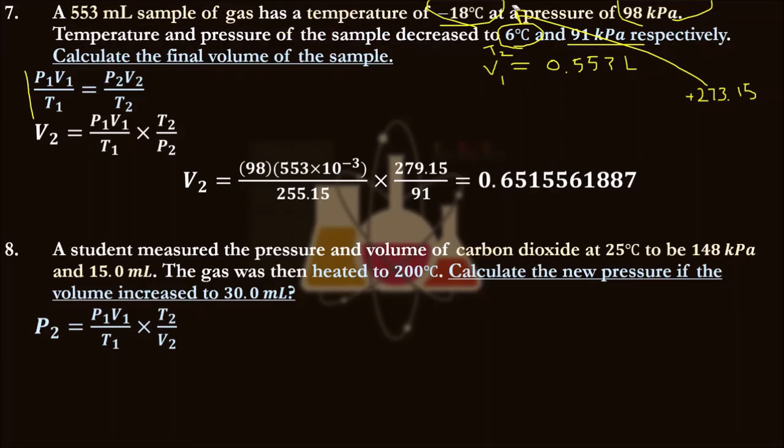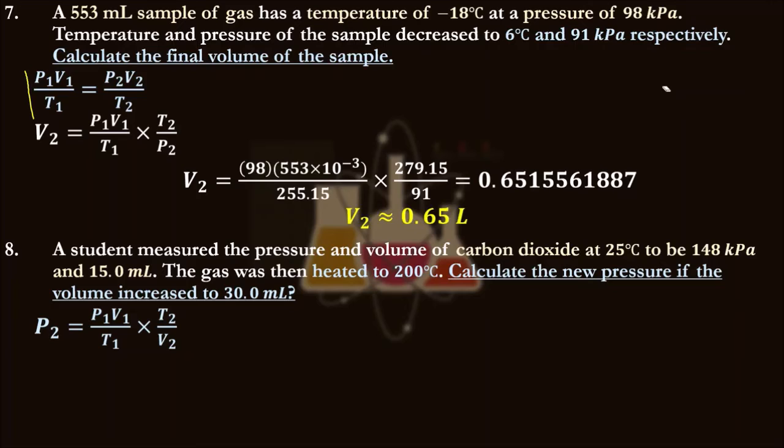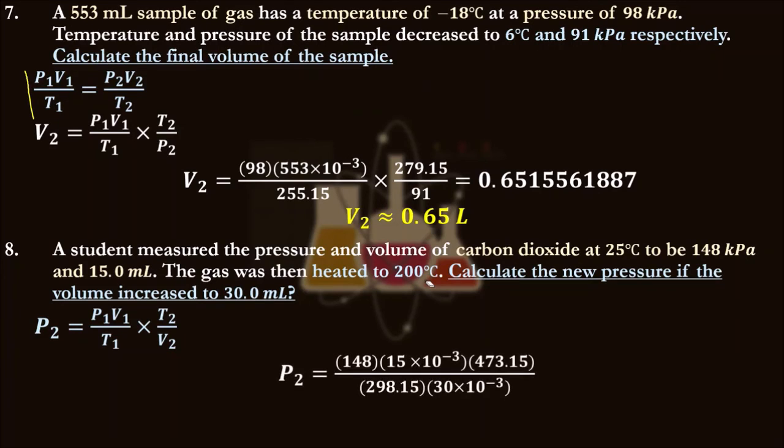If you look at the significant figures of this question, the smallest number of significant figures available in my question is 2, so I need to round this number off to 2 significant figures, so 0.65 liters. Go about it the same way: 25 degrees Celsius, 200 degrees Celsius, both those numbers need to be converted into Kelvin, so anything to do with temperature needs to be converted into Kelvin. And I'll find the following numbers.